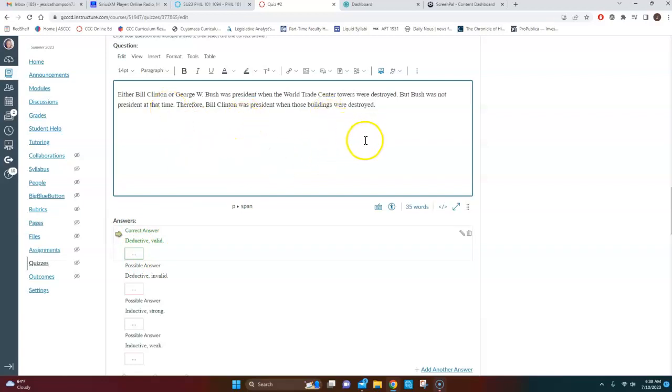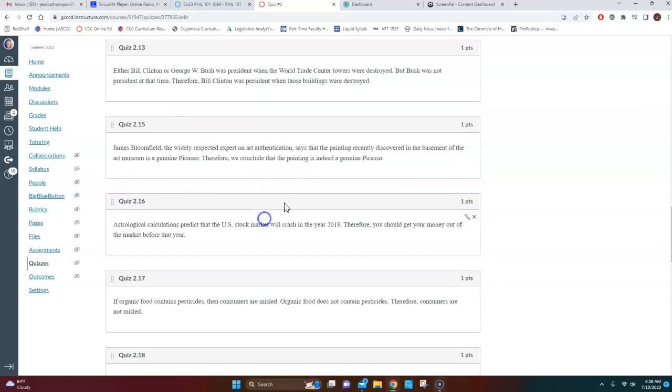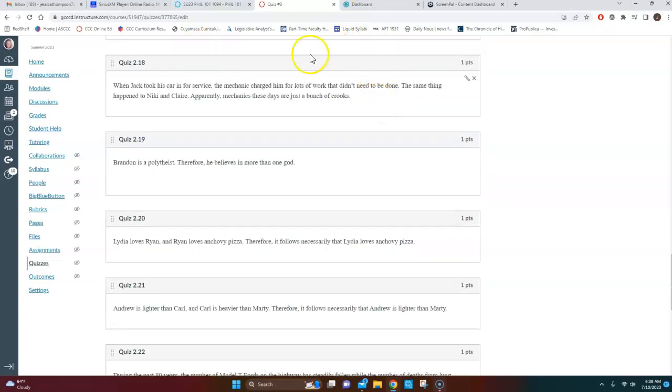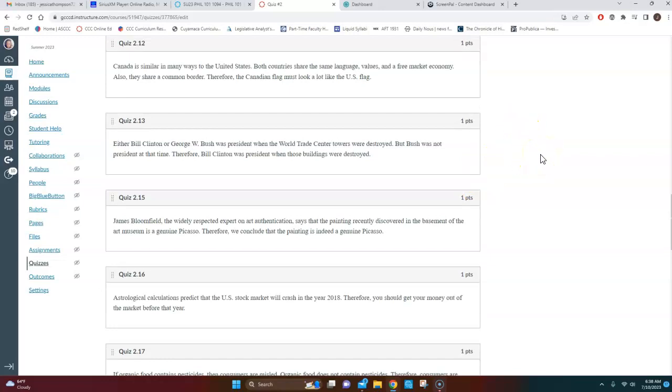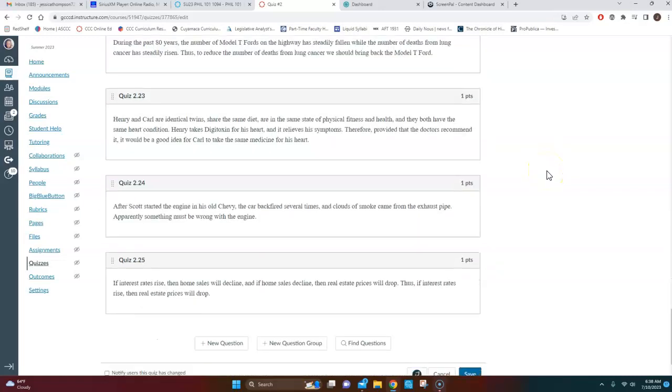Notice, though, that it's not true that Bush wasn't president at the time. He was. So this argument would technically be unsound, but I'm not asking you about that because I don't want you to have to run around and fact check. You won't have to fact check anything for this because we're only dealing with the evaluation of the logic. So the answer to this one is deductive and valid. And once again, for all of these questions, you'll have the same 4 choices: deductive valid, deductive invalid, inductive strong, or inductive weak. And that's it.